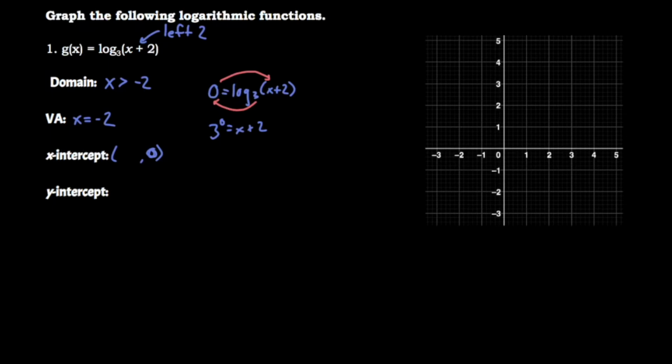And anything to the 0 power is 1. So 1 equals x plus 2. And if I subtract 2 from both sides, negative 1 equals x. So the x-intercept is at negative 1, 0.